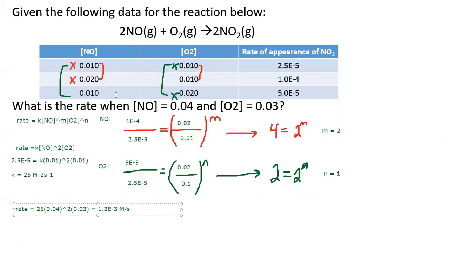So whenever a question asks you what's the rate at a particular set of concentrations, you have to first determine the rate law by determining what the orders of reaction are. Again, they have no correlation to the coefficients. It's only a coincidence that NO was 2 and the coefficient in front of NO is 2. Again, there's no correlation there. Once you know the orders of reaction, you plug in one of the experiment's information given to you. You solve for K. Once you have K, you can solve for the rate for the given concentrations.